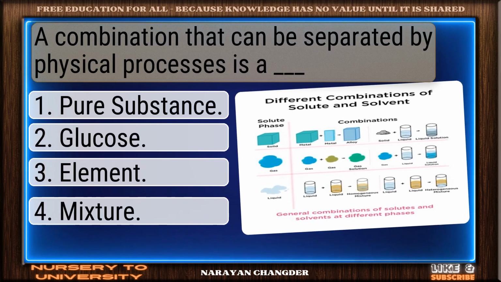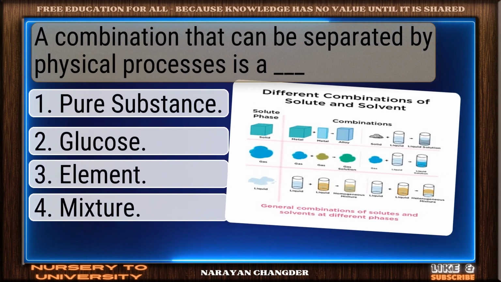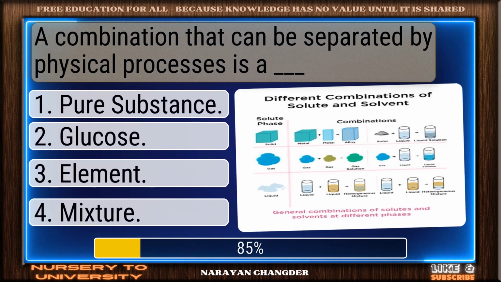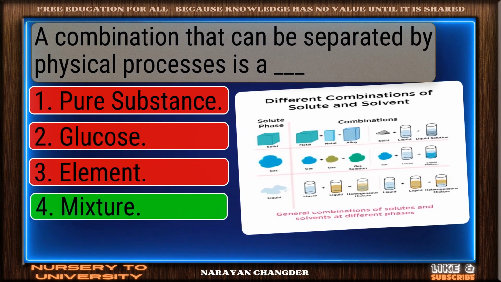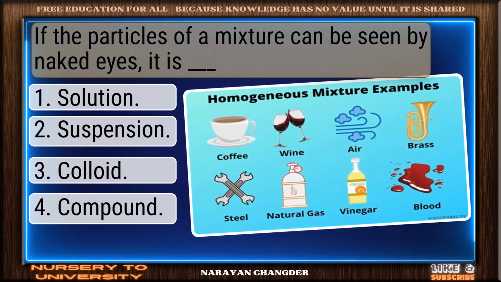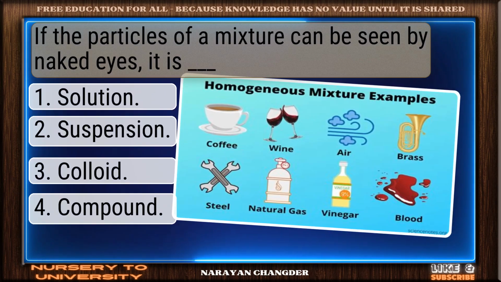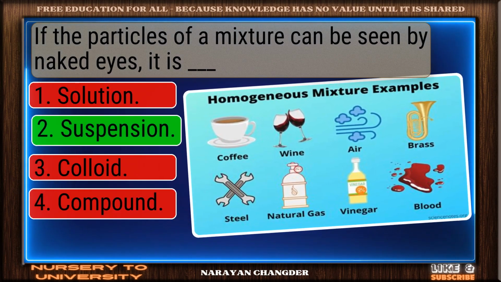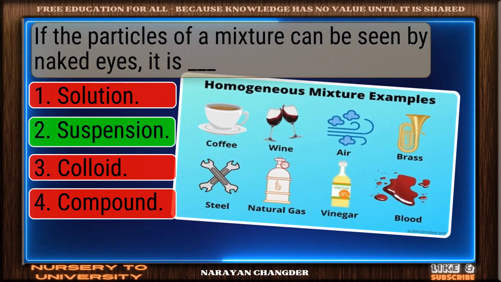Question number 107. A combination that can be separated by physical processes is a dash. Well picked. Mixture is the correct answer. Question number 108. If the particles of a mixture can be seen by naked eyes, it is dash. Perfect. Suspension is the correct choice.